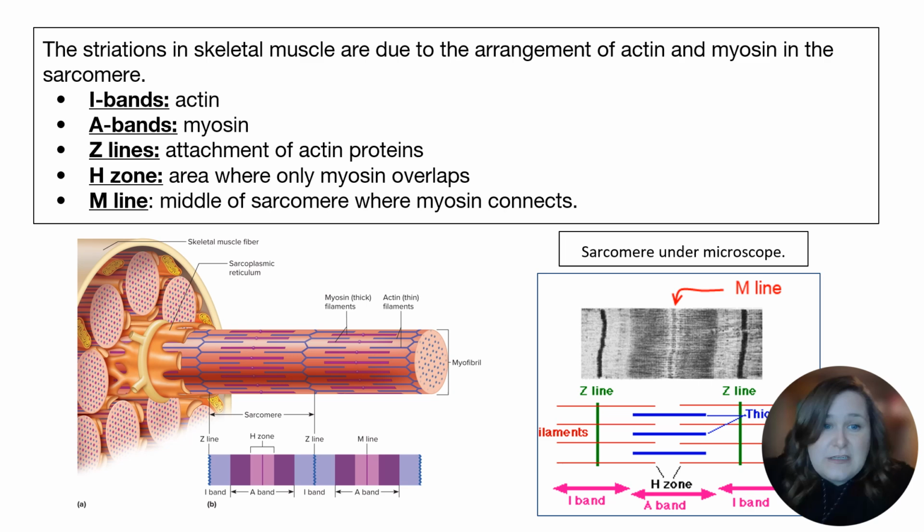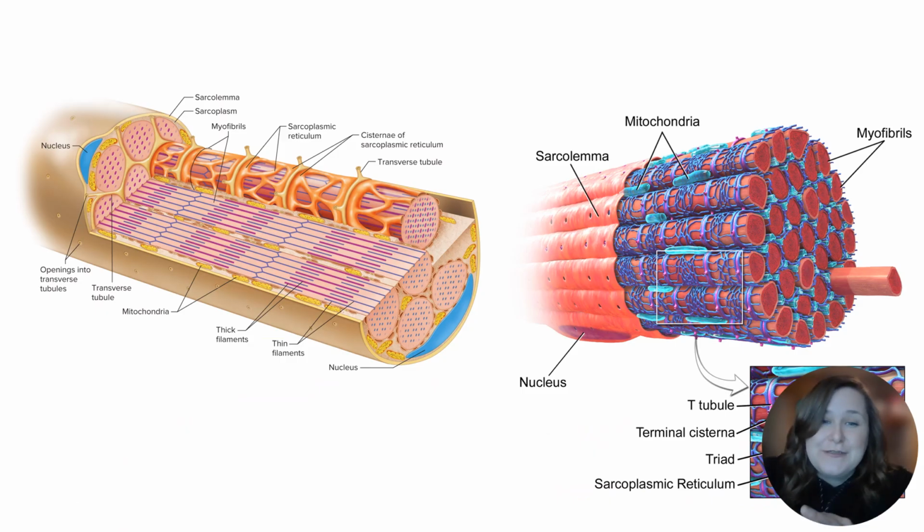The H zone is going to be the area where only myosin is. So you can see in the H zone, all that you have here are just these purple myosin proteins. And the M line is going to be the middle of the sarcomere where the myosin is going to connect. So right along here, right? Okay. I know this is a little confusing, but once we get deeper into sliding filament theory, it will make sense why we're talking about all these things. Here is another picture for you all in case you need to see this differently.